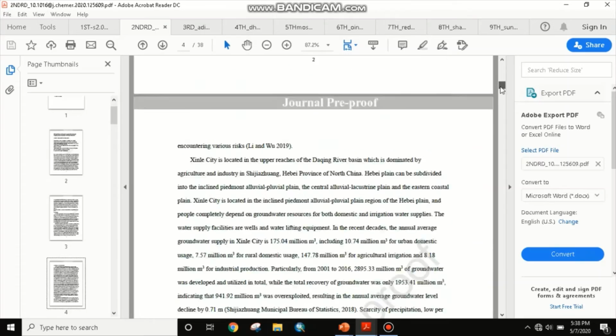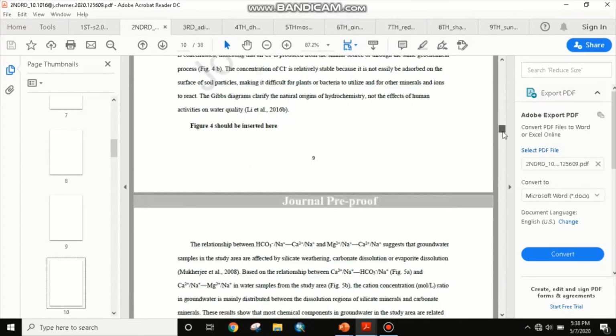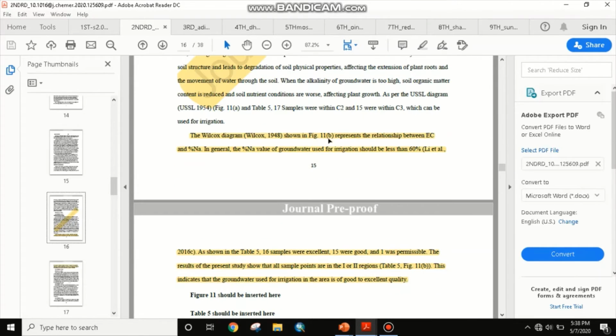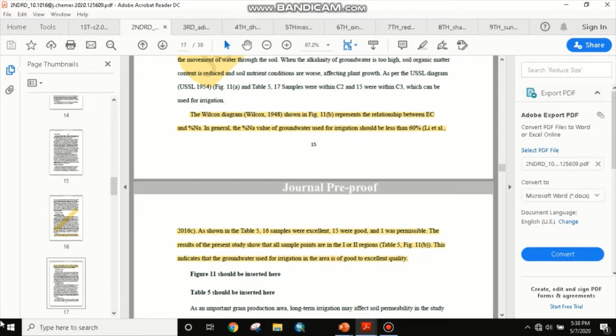So straightaway we will go to the Wilcox section. Here you can see the interpretation; they have given very little interpretation. The Wilcox diagram shown in figure 11b represents the relationship between electrical conductivity and sodium percentage. In general, the sodium percentage value of groundwater used for irrigation should be less than 60% according to Lee et al. As shown in table 5, 16 samples were excellent. So these 16 samples were excellent.